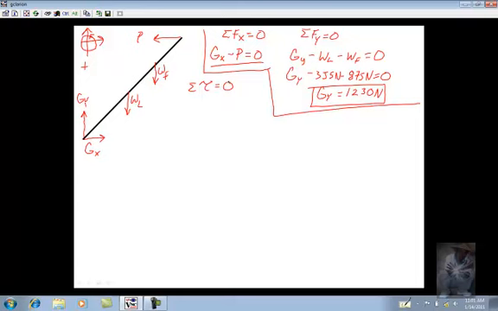I want to make a table for this, and we're going to label it with 3 things. We're going to look at the force that's providing the torque, the lever arm, and then actually calculate out the torque.